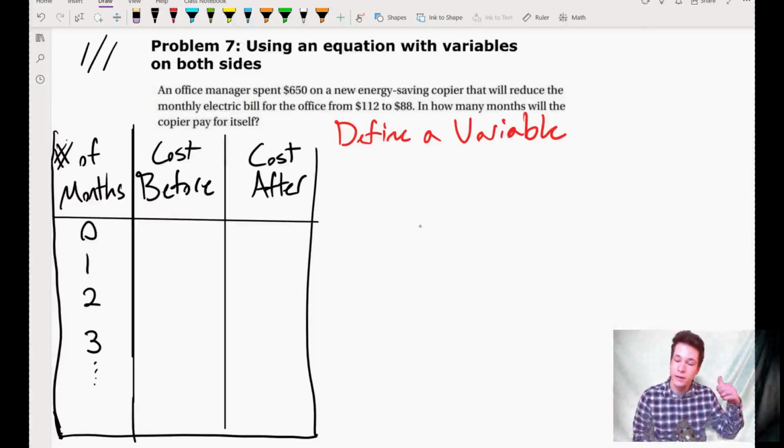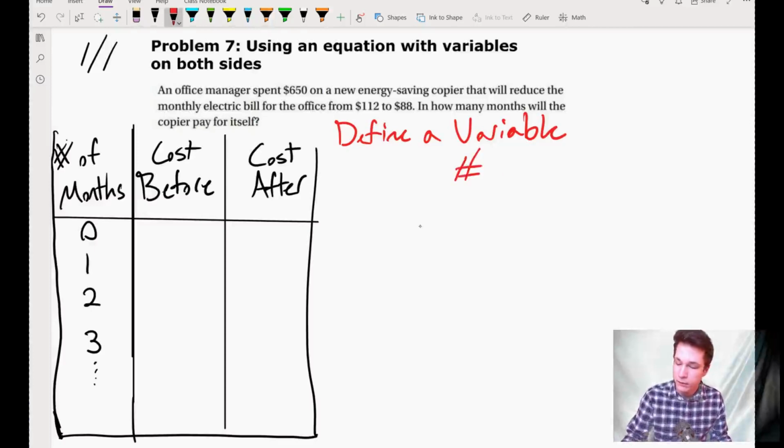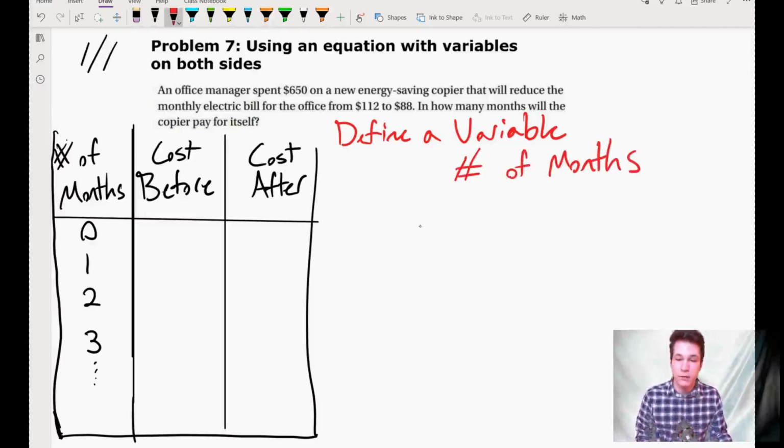I know that it's $88 per month now after they save some money. There's a base cost of $650. That doesn't change. A constant, so $650 is a constant. And then we have $112 per month as what they were paying before. We can see that the thing that's changing is the number of months. That's really what's going to be important here, okay? Because essentially we want to know how many months before these two things will balance out.